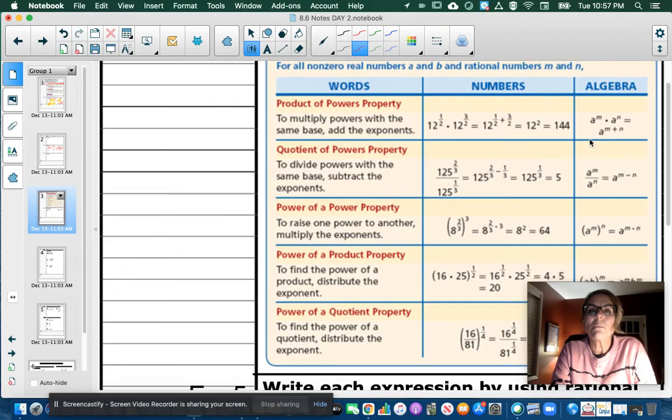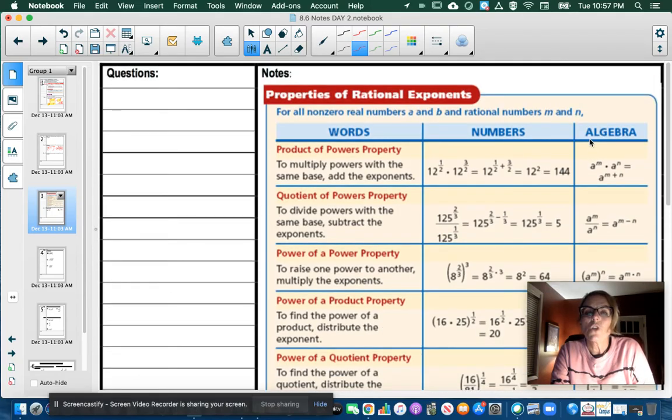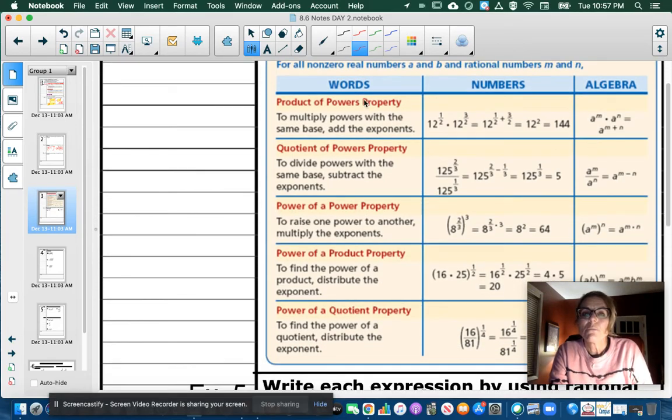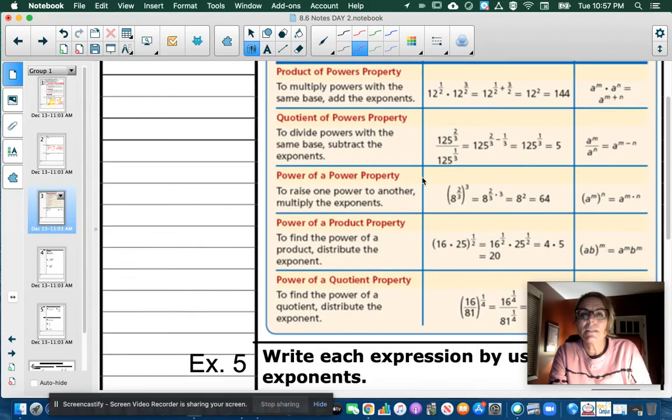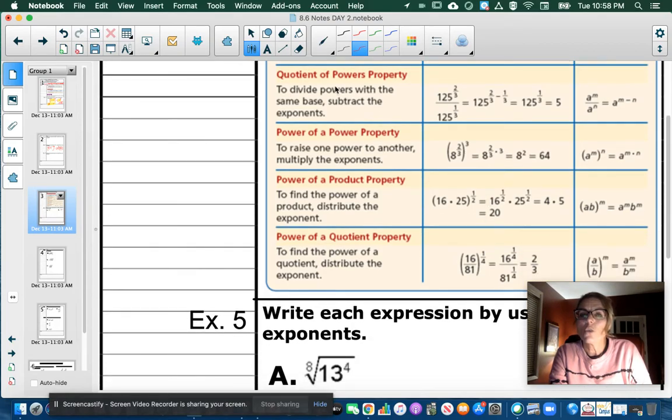Now we're going to discuss some properties of rational exponents for all non-zero real numbers a and b and rational numbers m and n. Product of powers property basically states if you have a base raised to a power times the same base raised to a power, you are able to add the powers together. If you divide bases that are the same, you subtract their exponents. That's the quotient of powers property. A power of a power: you have a base raised to a power, you multiply the powers.